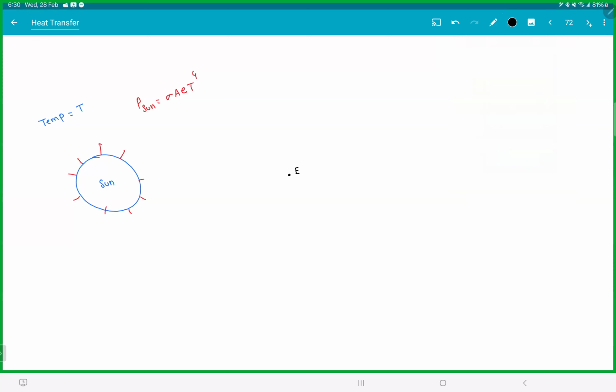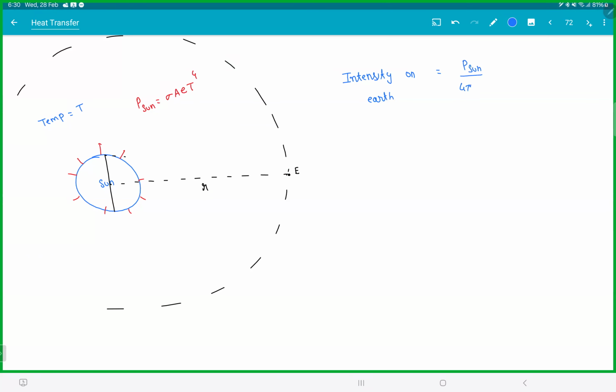From the center of the sun to here, let this distance be r. So Earth is lying, assuming it is almost a circular path, at this distance r. Now, what is intensity? Intensity on Earth is nothing but power due to the sun by 4 pi r square. Do you agree?